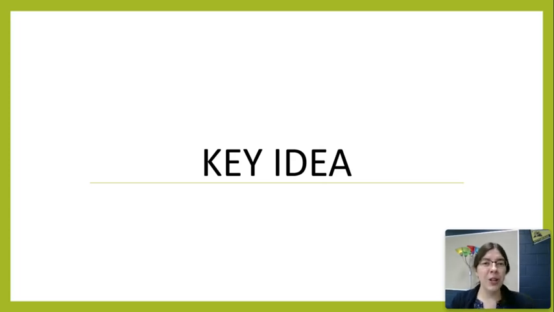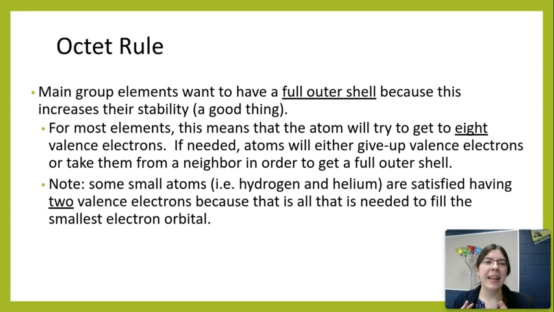Okay, so this first thing is really important. I want you to spend extra time, make sure you really understand it. If you have any questions, please let me know. But the really key thing to understand is something called the octet rule, because we'll be using this for pretty much the rest of our chemistry unit. So the octet rule tells us that main group elements, so this is everything that's on the left-hand side and the right-hand side. So basically, we ignore the bottom two rows and the transition metals.